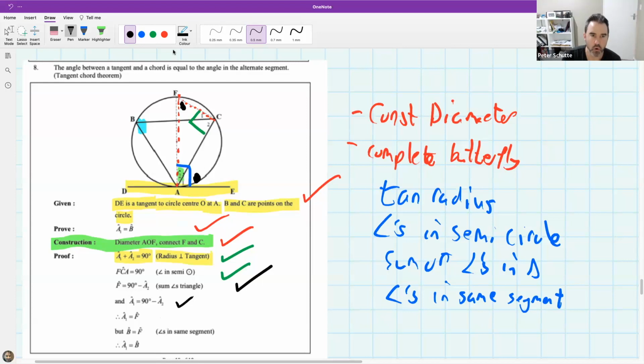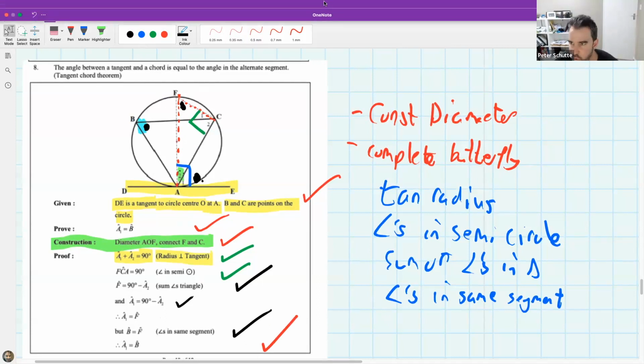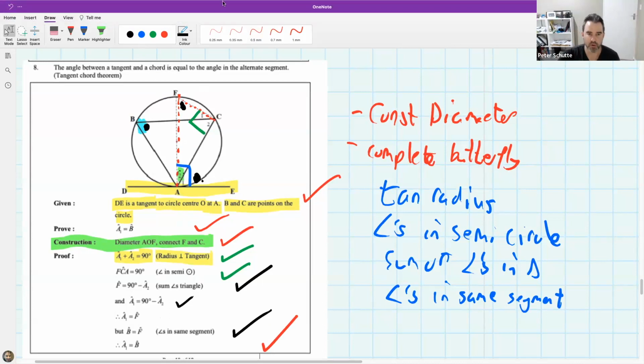But we also know the final step. This is the butterfly theorem. So we know that this one over here, F, is equal to B. And why is F equal to B? It's angles in the same segment. But therefore, because we know this is equal to this and this is equal to that, we know that A1 is equal to B. And then we've proved the butterfly theorem. Not the butterfly theorem, the tan chord theorem. Now, what I want you to do is a past exam paper question on this.